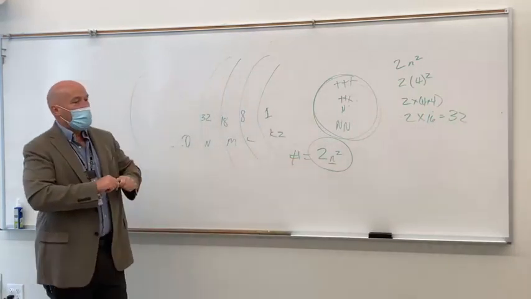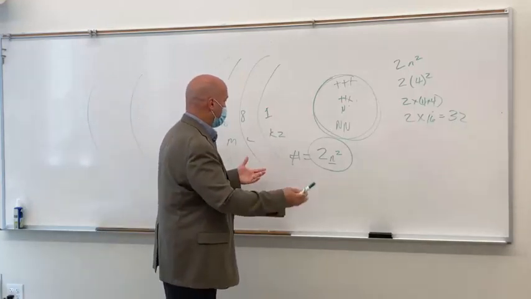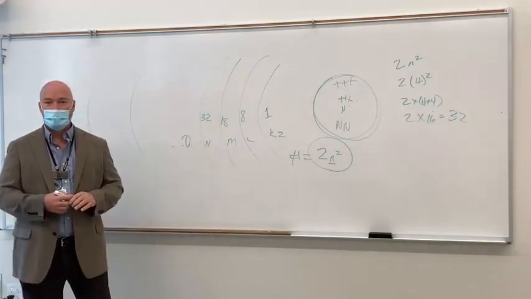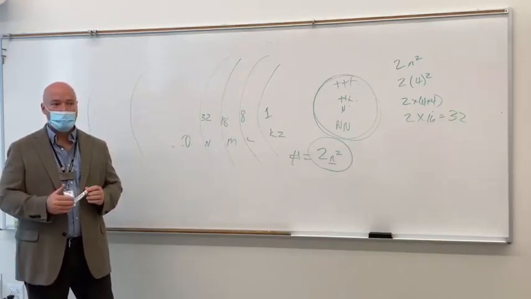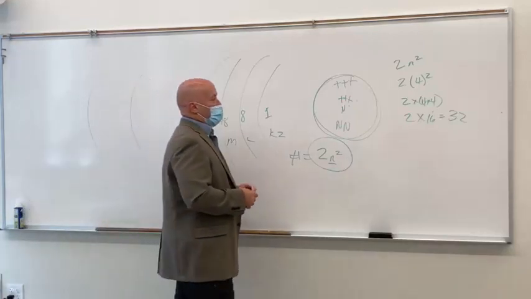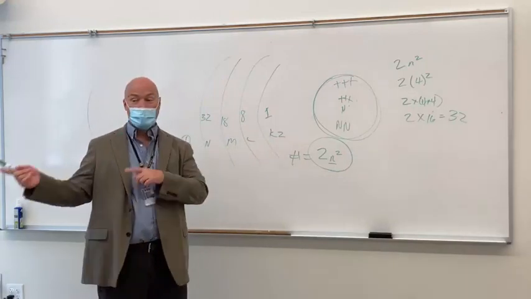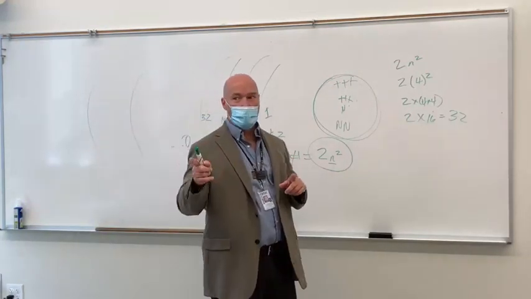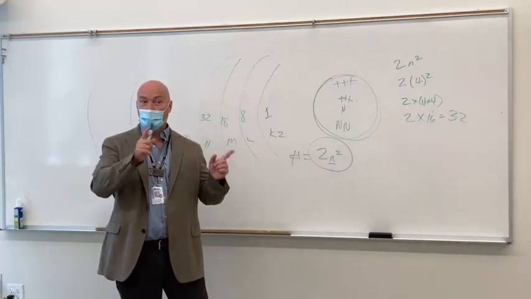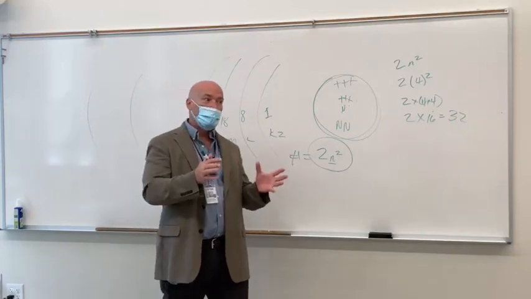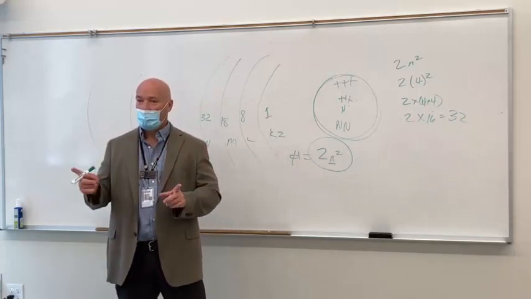For example, the outer shell, if you read this section in the chapter, what does it say the outer shell can never have more than? 8. It can never have more than 8, right? It can never have more than 8, and in fact, it wants to have 8. Okay? So it's really two things. It wants to have 8. Its most stable state is for 8 to be in the outer shell. So it wants to have 8, and it can never have more than 8.